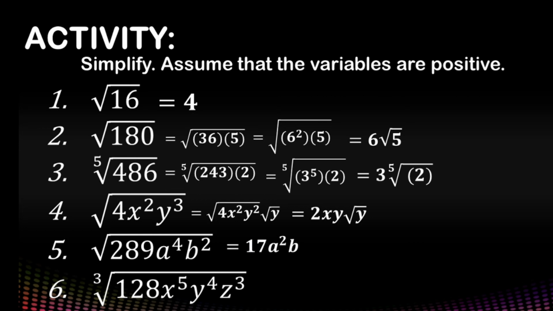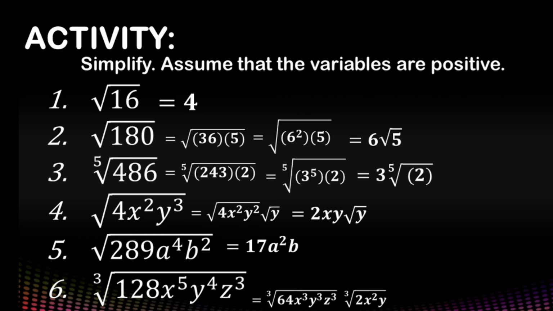So therefore, we have 17a squared b. Next is the cube root of 128 x raised to 5, y raised to 4, z raised to 3. Again, we are going to factor the radicand into perfect and non-perfect nth powers. Since our index is 3, we need to identify the factor of 128 which is a perfect cube, while for the variables x, y, and z, we need to get the highest multiple of 3 from those exponents.